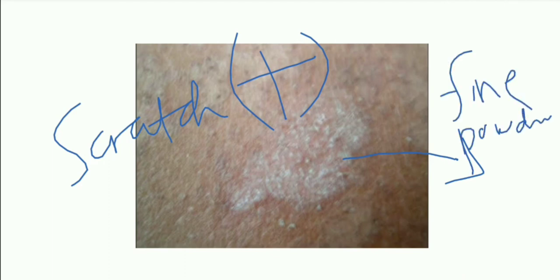Here you can see the scales. Initially sometimes the scales may not be visible, but after a scratch they can be clearly visible. So the scratch sign is positive. And how are the scales? They are fine, powdery, branny scales. That is why the name is pityriasis, meaning powdery, branny. So this is all about pityriasis versicolor.